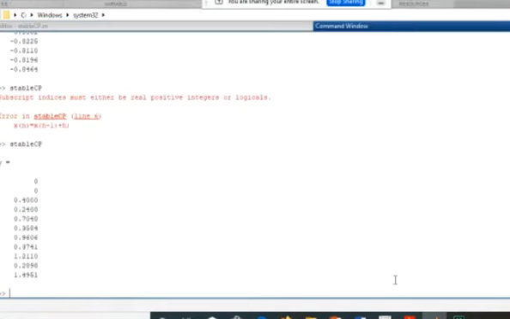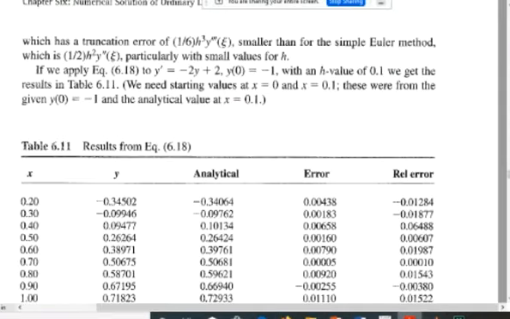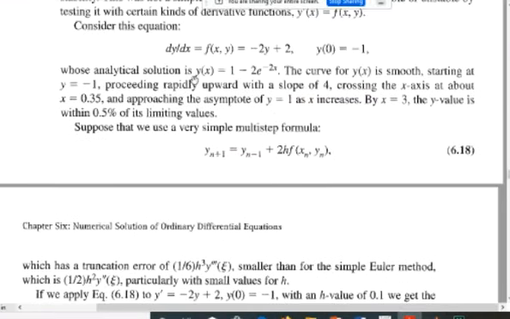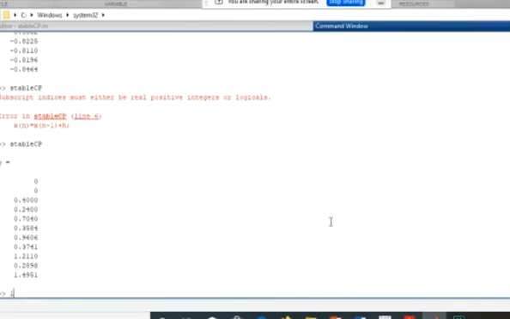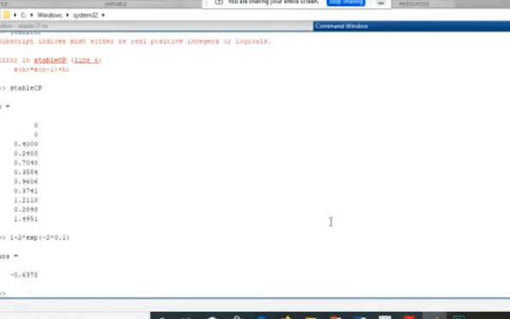We have the analytical solution, 1 minus 2 exponential of minus 2x. 1 minus 2, the exponential function of minus 2 times 0.1, which gives minus 0.63.